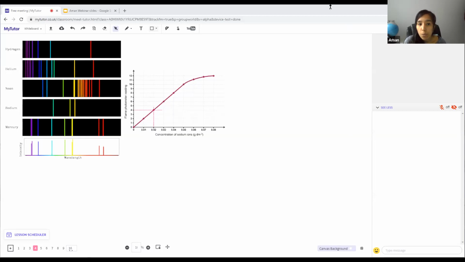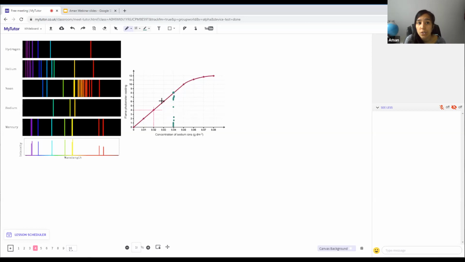Great, yep, 0.04. Excellent. So as I said, we go across from the y-axis and then down to the x. So here we'd be on the y-axis and then we go down to the x. So it comes down to 0.04. Yeah, well done. So we'd have 0.04 grams per decimeter cube. This type of question where you look at the concentration is really, really rare. I've hardly seen any exam questions on it.